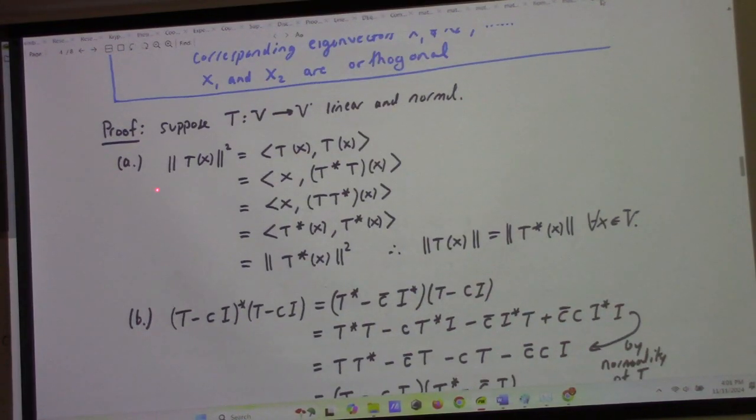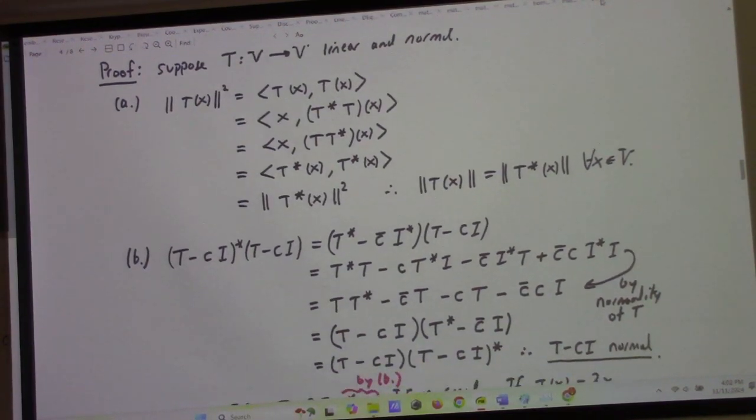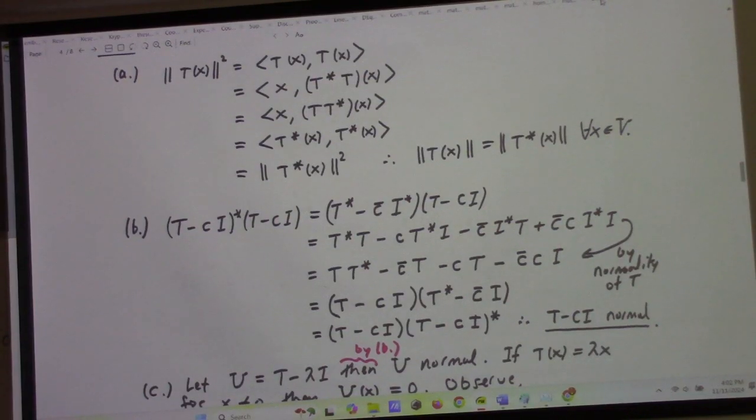For example, the length of T(x) squared is the inner product of T(x) with T(x), which, using the definition of the adjoint, we move to T star T acting on x. But normality gives me that's T T star. Moving the T back, we get T star x, but that is the length of T star x squared. Consequently, the length of T of x and the length of the adjoint of T acting on x are equal. The proof that T minus cI is normal is a straight calculation. I just multiplied it out, used normality of T, properties of the adjoint, and voila, normal.